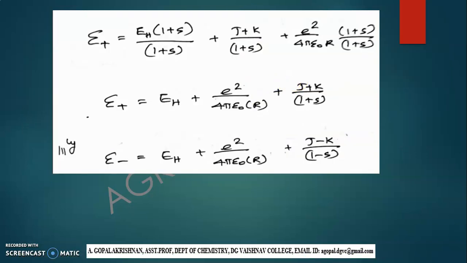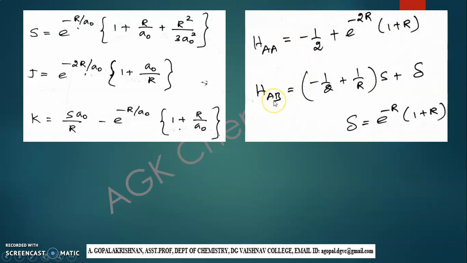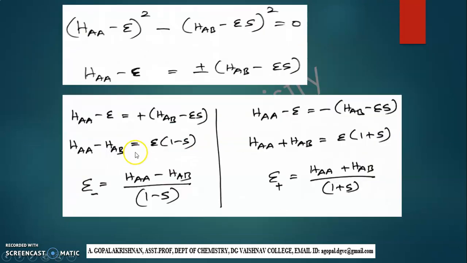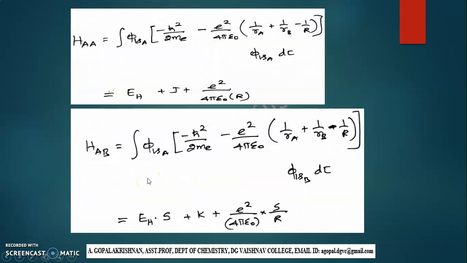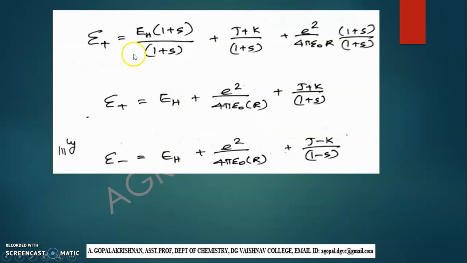And if you substitute this HAA value and HAB value in the expressions of energy E plus and E minus, we will get this result. I don't want to show the derivations. You just try, it is very simple actually. So you can easily get the result. Then cancel these 1 pluses, and here 1 pluses get cancelled, and we'll get the expression for E plus state as this.